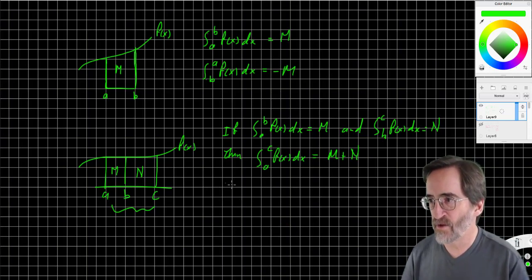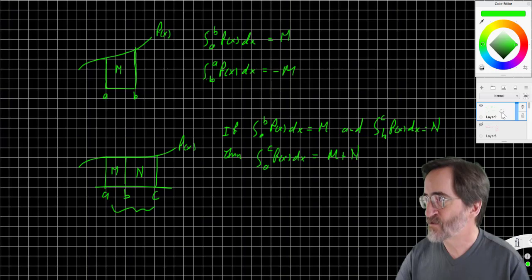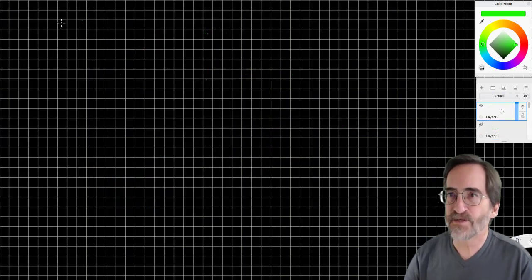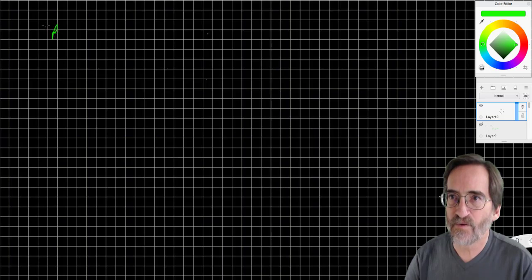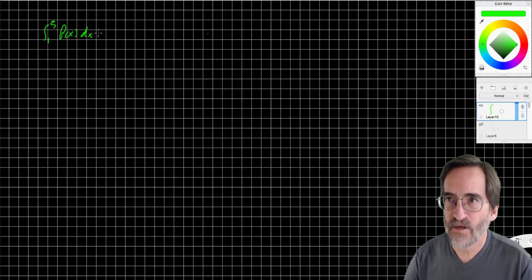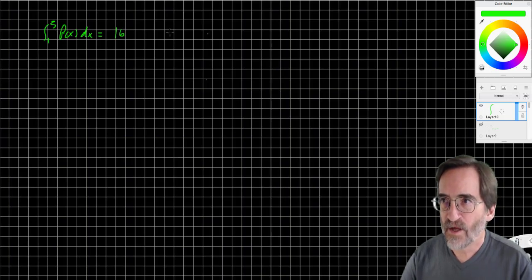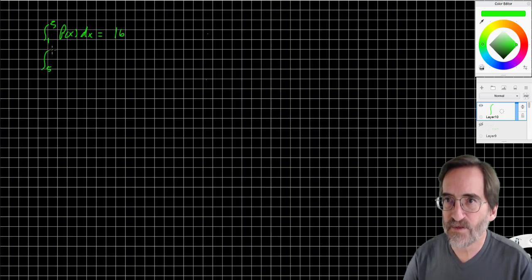Okay, and here's how you might see that. You might be given something like this, and let's bring up a new slide here. So let's say we know the following: the integral from 1 to 5 of f of x dx is 16, and the integral from 5 to 9 of f of x dx is 4. Then what is the integral from 1 through 9 of f of x dx? This is the simple version, 4 plus 16.